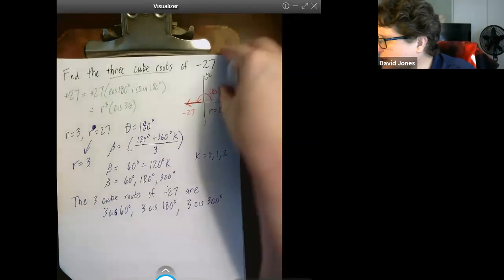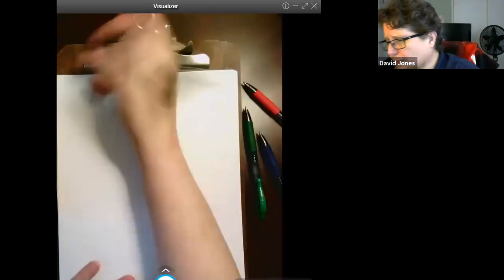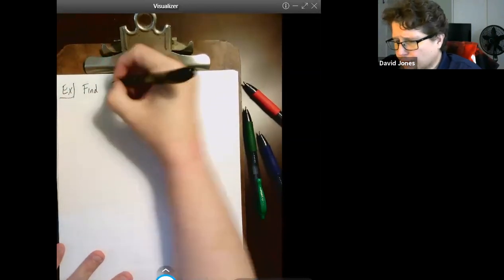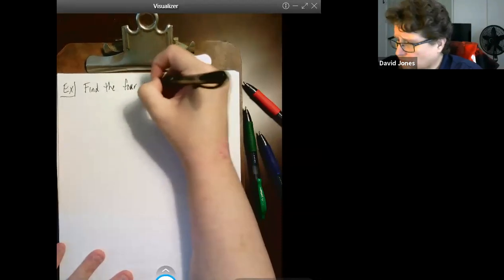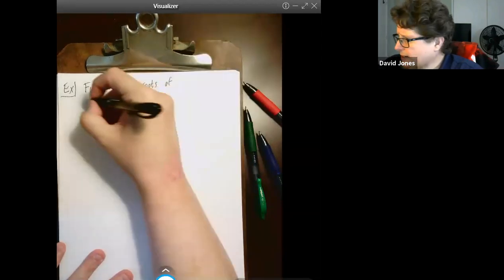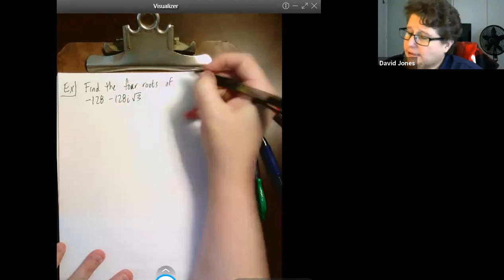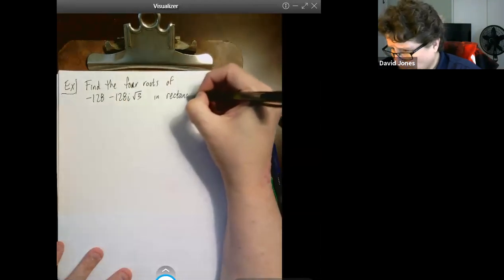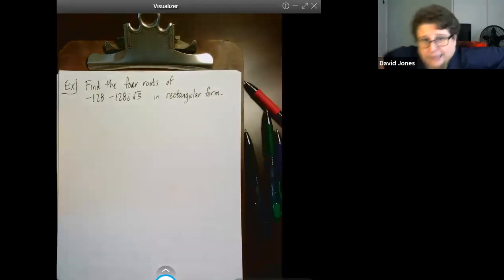Let me let you guys try this on one and see what you come up with. So our example, I'll hit pause for a while, or I'll delay. You should hit pause too. Find the 4 roots of negative 128 minus 128 i root 3. And we want them in rectangular form. So this last time I stopped in trig form. In this example, we'll finish it out.